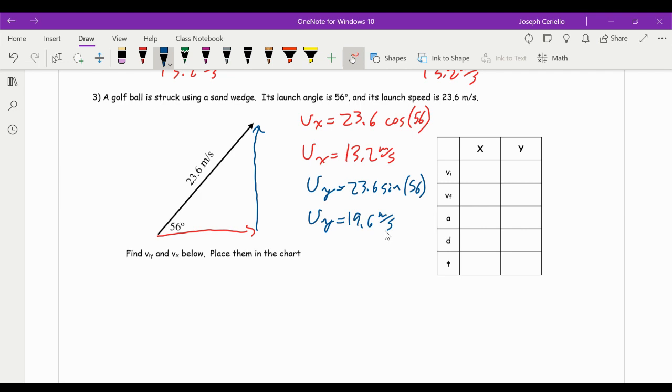So these are both velocity values, so they're definitely going to go into our velocity rows. But think, are these the initial or final velocities? In both these cases, they are initial velocities because it's initially launched with that velocity. And those values might change over time. We actually know that the horizontal velocity will never change because there's no horizontal acceleration, but the vertical velocity will change over time. So we're just going to put them both in the initial velocities. So this would be 19.6 meters per second because that is our initial velocity in the y direction. And this will be 13.2 meters per second because that's our initial velocity in the x direction, which actually won't change.